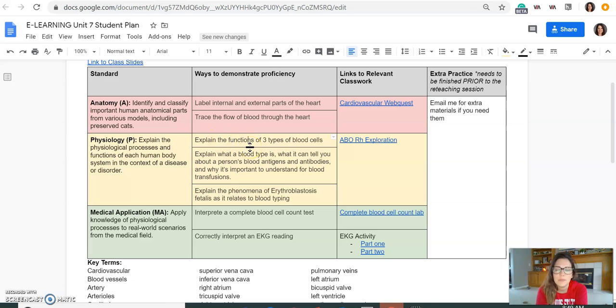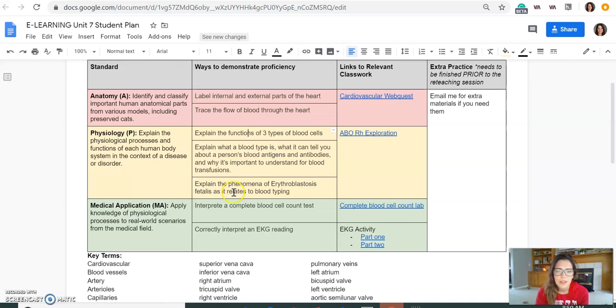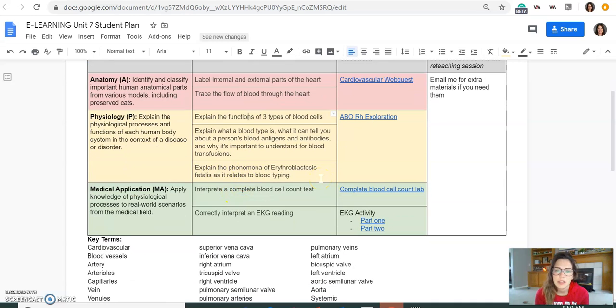You looked at the types of blood cells. Explain what a blood type is, what it can tell you about a person's antigens and antibodies, and why it's important to understand for blood transfusions. And then the last thing you did was explain the phenomena of erythroblastosis fetalis, which you also need to explain on the test.